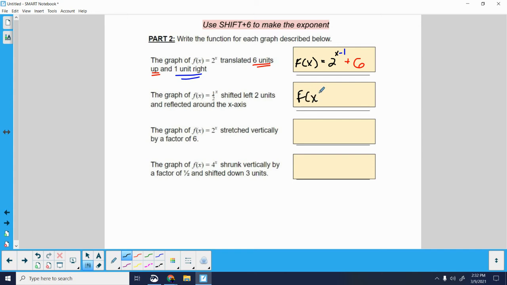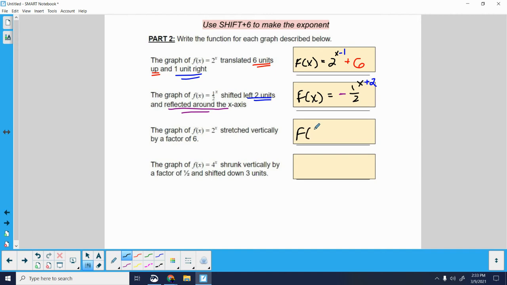The next function started as 1/2 to the x, and it went left 2 units. And so that's going to be applied to the exponent. And I'm going to, again, do opposite of what my brain thinks. And to go to the left, I'm going to do +2. And then we were told it was reflected around the x-axis. So I need to have a negative in front to show the reflection.